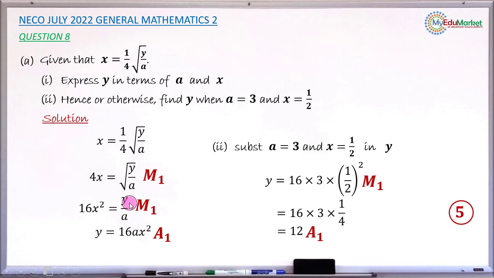When you cross multiply and get your y, the formula y equals 16ax squared, accurately, you have this accuracy 1 mark. The next mark is a method 1 mark. When you substitute the values of a and x in the formula for y, you have this method 1 mark. And the final mark is an accuracy 1 mark. When you have the value of y as exactly 12, you have this accuracy 1 mark. So in total, this question 8a has 5 marks.